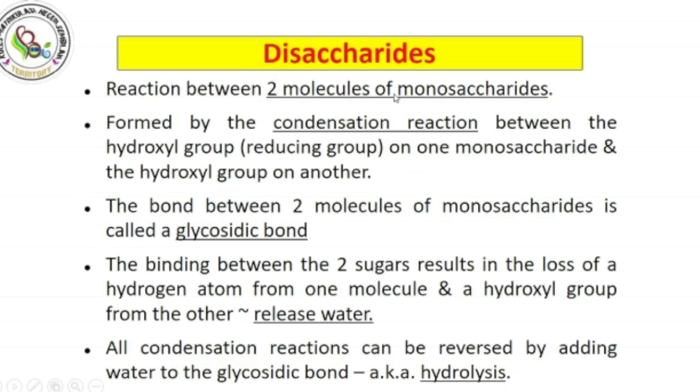Disaccharides. Disaccharides are a class of carbohydrates that form when two molecules of monosaccharide join together through a condensation reaction between the hydroxy group on one monosaccharide and the hydroxy group on another monosaccharide. The bond that forms between two molecules of monosaccharide is called a glycosidic bond. The binding between two monosaccharides results in the loss of a hydrogen atom from one molecule and a hydroxy group from the other molecule, released as a water molecule. All condensation reactions that form disaccharides can be reversed by adding water to the glycosidic bond, also known as a hydrolysis reaction.